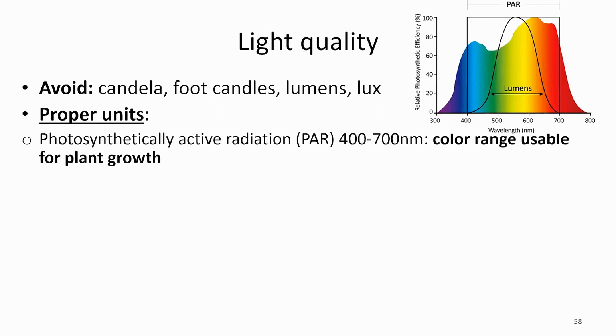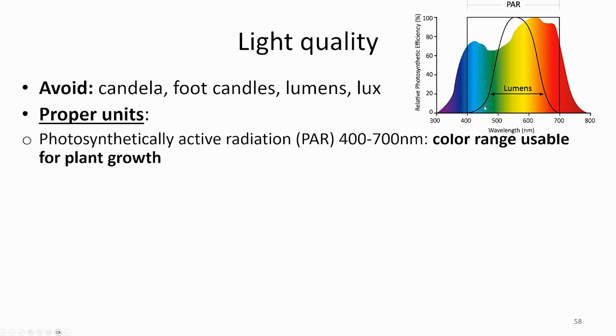What we use for plant growth is, and I'm sorry for this, but we scientists like to use acronyms to shorten terms. We like to name things. The radiation that's active for photosynthesis is called photosynthetically active radiation, and the acronym for this is PAR, right? And it refers to the color of the light that is usable for plant growth, right? Which is between 400 and 700 nanometers.